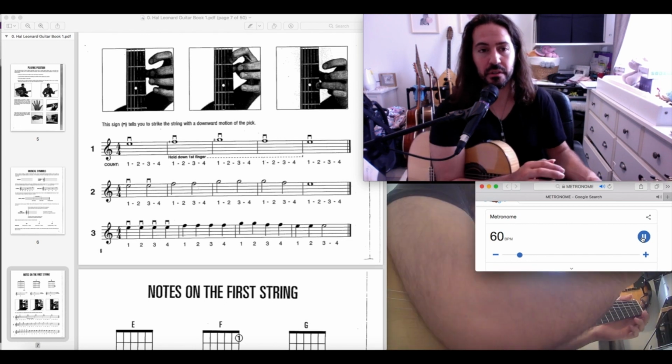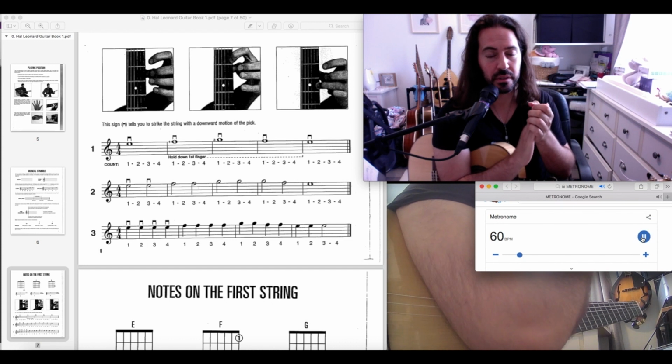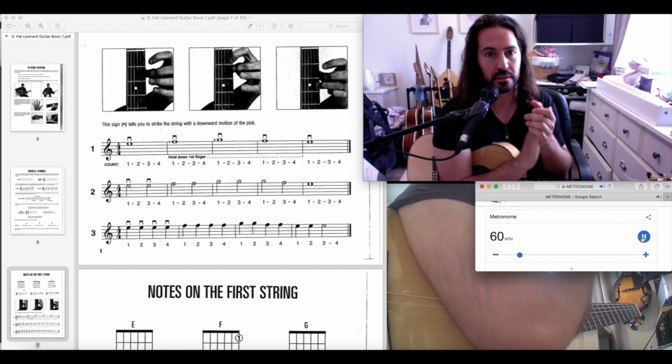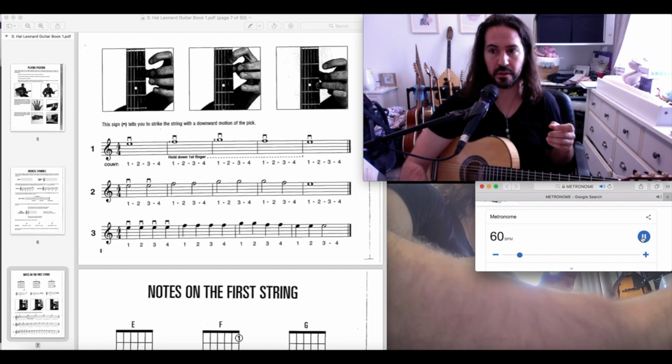2, here it is. 2, 4. 2, 4. 2, 4. 2, 4. 2, 3, 4.